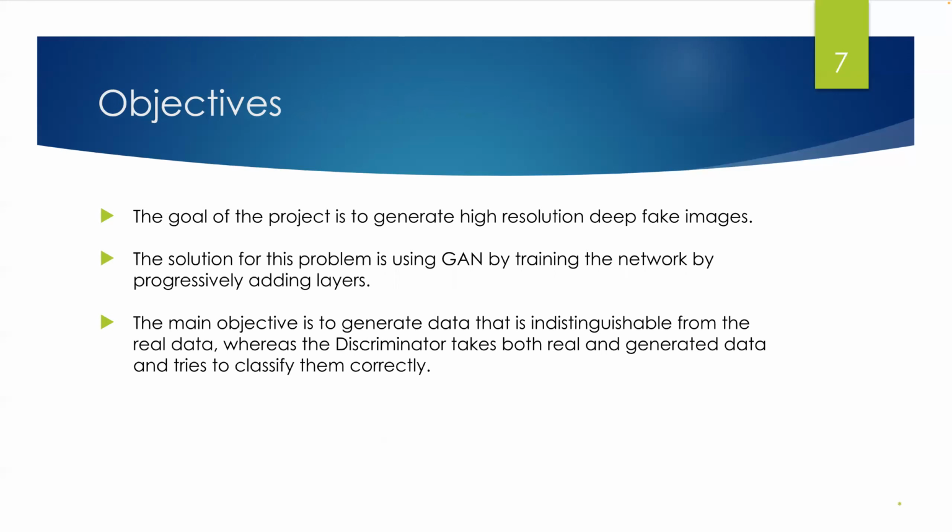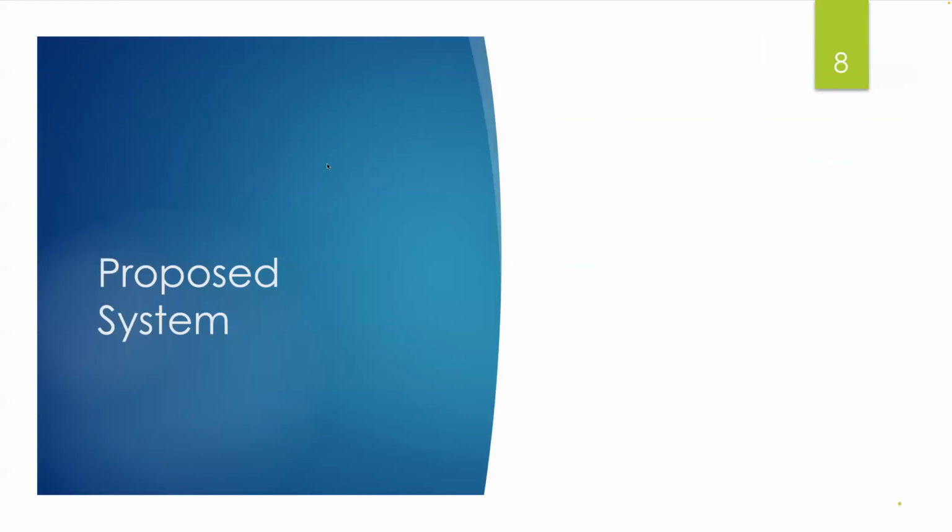So now the objectives of our project: the goal of the project is to generate high resolution deepfake images, and the solution which we have given for this problem is using GAN by training the network by progressively adding layers. So the main objective of our project is to generate data that is indistinguishable from the real data, whereas the discriminator takes both real and generated data and tries to classify them correctly.